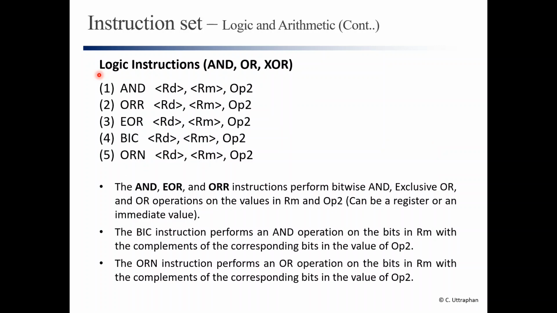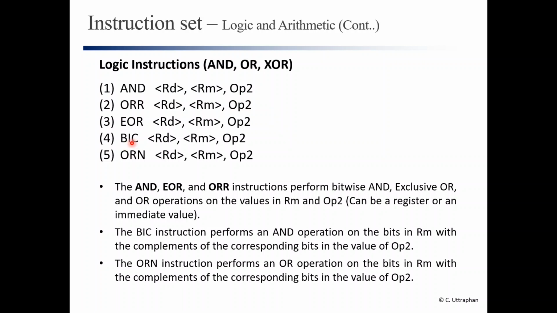After the arithmetic instructions, which are add, sub, multiply, and divide, now let's look at the logic instructions for the ARM microprocessor. These are the logic instructions. The AND, ORR, and EOR instructions perform bitwise AND, OR, and exclusive OR operations respectively on the values in Rm and OP2, where OP2 can be a register or an immediate value.